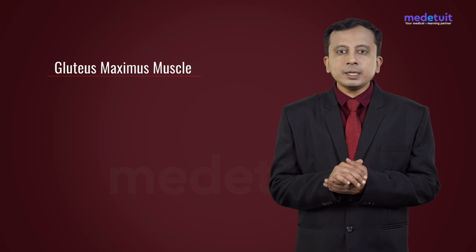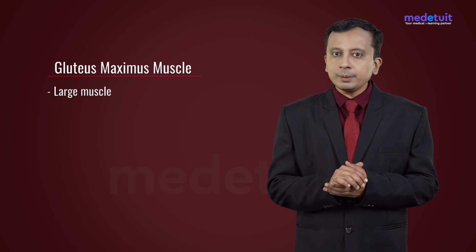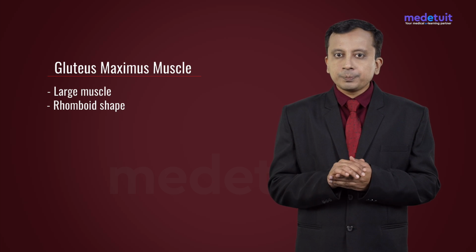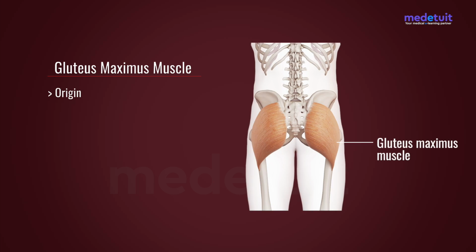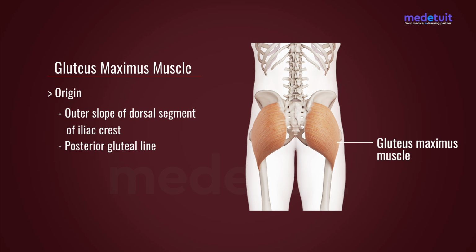Gluteus maximus muscle, it is quite a large muscle in this area. It is rhomboid in shape. This muscle takes its origin from the outer sloping area of the dorsal segment of the iliac crest. It also takes its origin from the posterior gluteal line. Upper part of the area behind the posterior gluteal line, we have the gluteal surface of the hip bone.